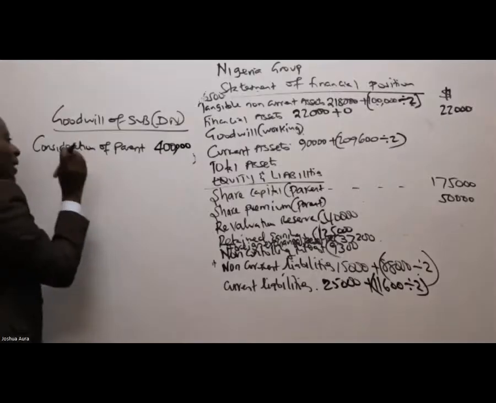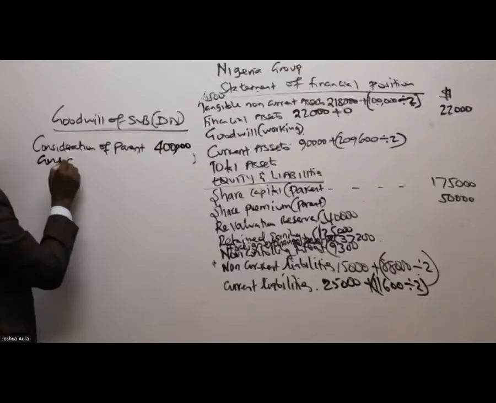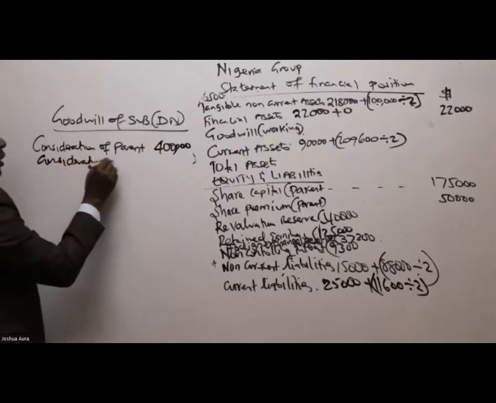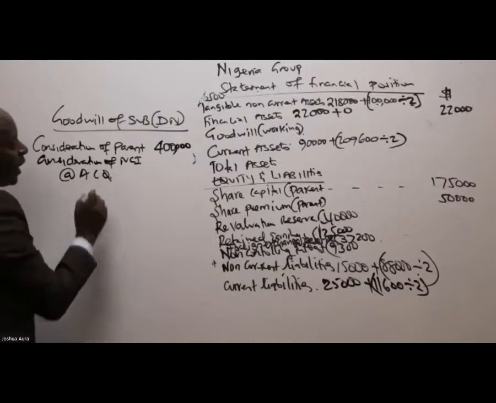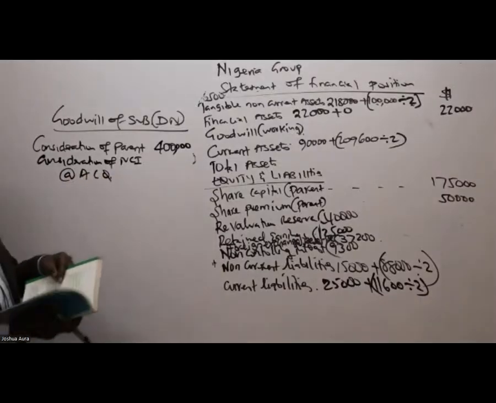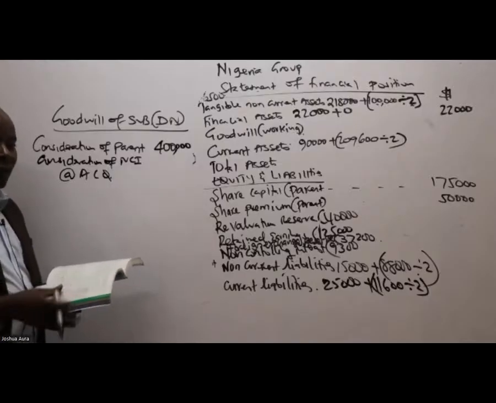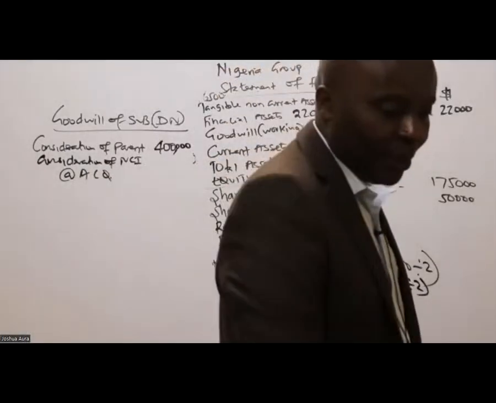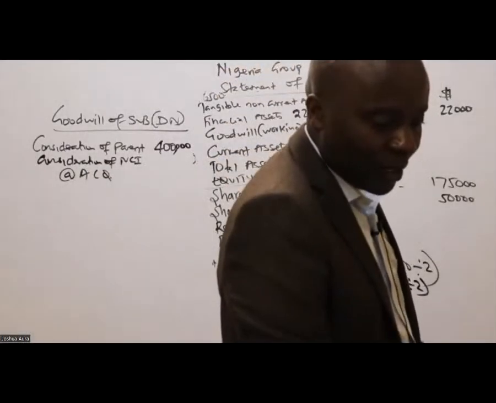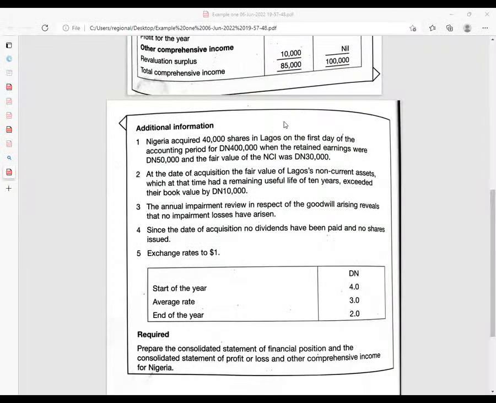Now, of course, the parent never bought this subsidiary 100%. We have the consideration of NCI at acquisition. Are you able to see at acquisition how much the NCI was worth? Have they given us NCI at acquisition? How much was the NCI worth at the date of acquisition?